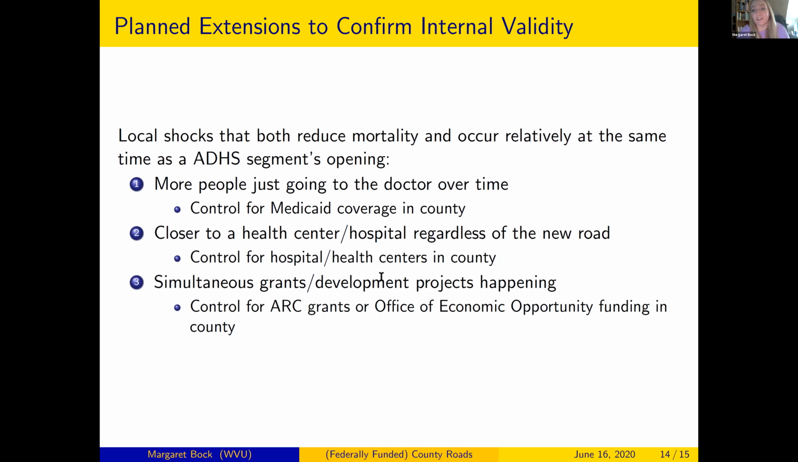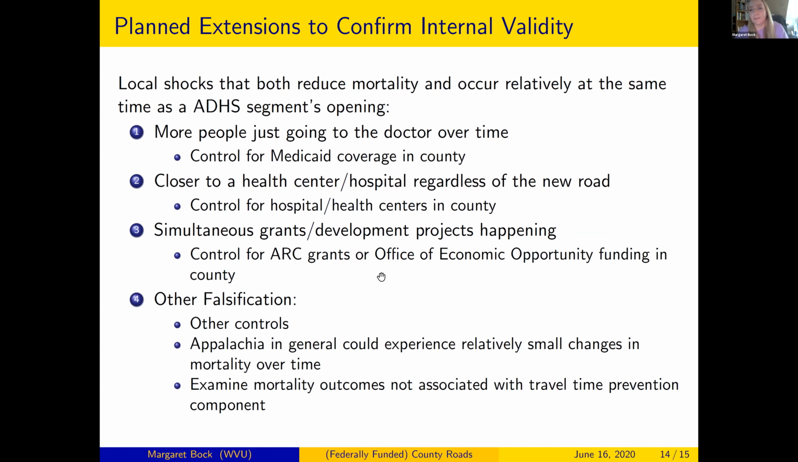And maybe there are also simultaneous grants and development projects happening in Appalachia. This is certainly the case. The ADHS is not the only thing ARC funds. So I could control for county level measures of ARC grants or even Office of Economic Opportunity funding at the county level. And I could also include other controls as well, like county level income, employment, stuff like that.